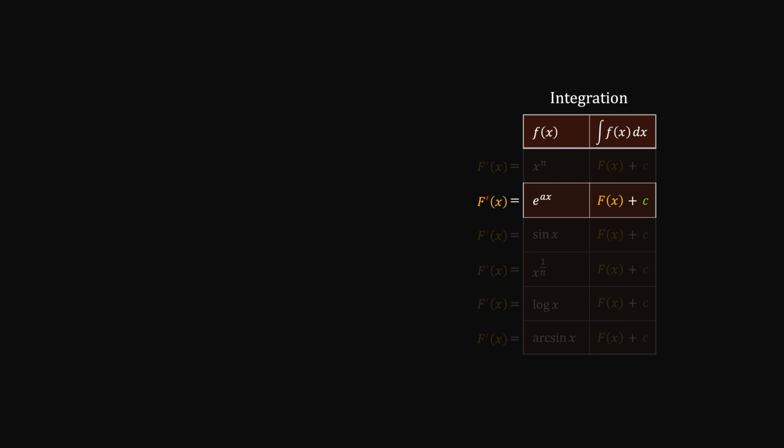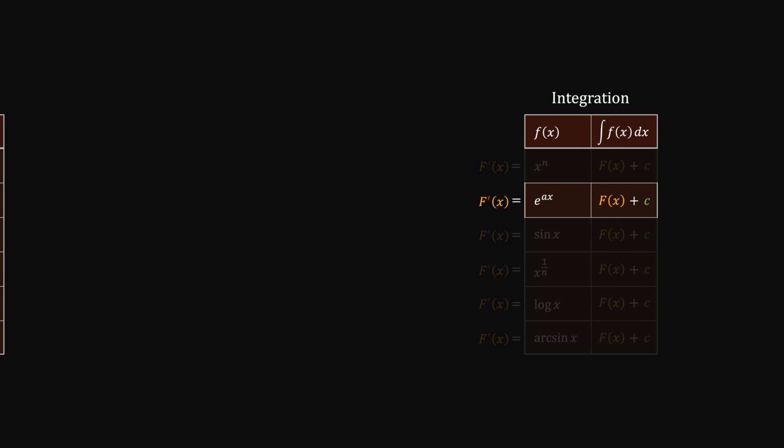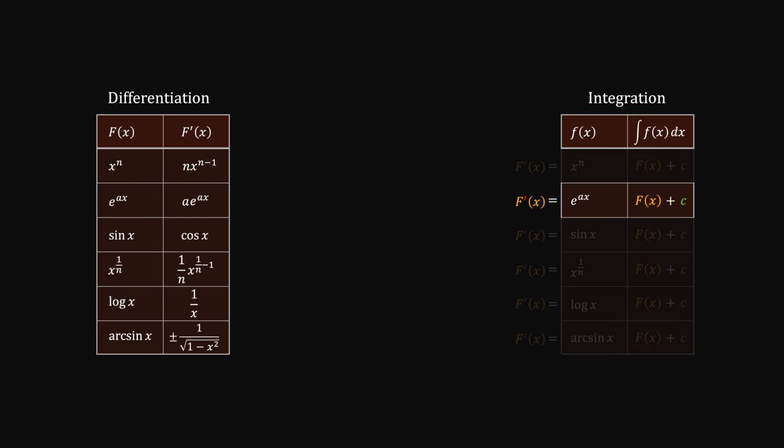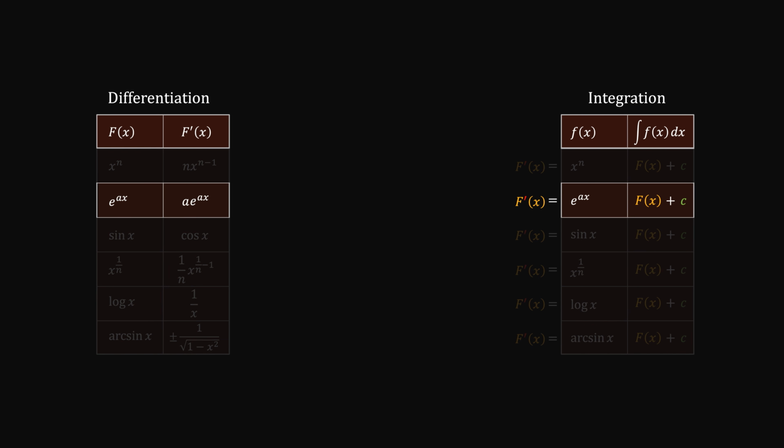The easiest way is the exponential function. The differentiation table is useful now. So if we differentiate e^(ax) and get a derivative of a times e^(ax), then when we integrate it, we should get back e^(ax). But here, we're not integrating a times e^(ax). We're integrating e^(ax). Let's adjust it a bit. We should get 1 over a times e^(ax).